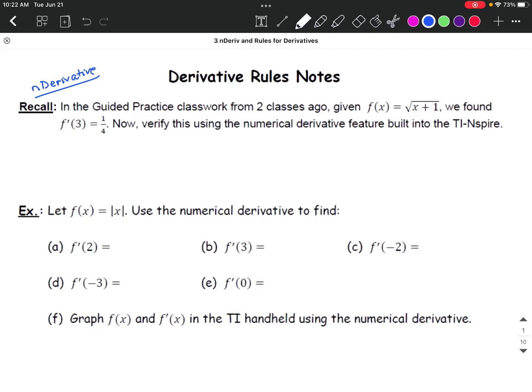If you remember in guided practice the other day in class, we found that f of x equals the square root of x plus 1, and that f prime of 3 was 1/4. We're now going to do that on the TI Inspire. Then we will also use f of x as the absolute value of x, use the numerical derivative to find several values, and graph. Okay, go grab your calculators.